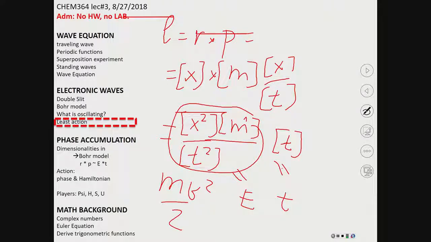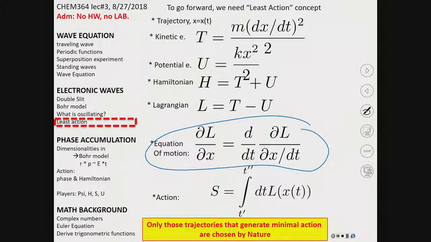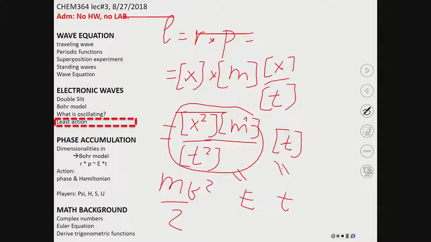I don't know how to introduce it better, and I'm going to scroll back. So dimension of Lagrangian is energy, and dimension of action is energy times time, right? And dimension of the angular momentum is also energy times time. They are objects of the same nature, of the same dimension.